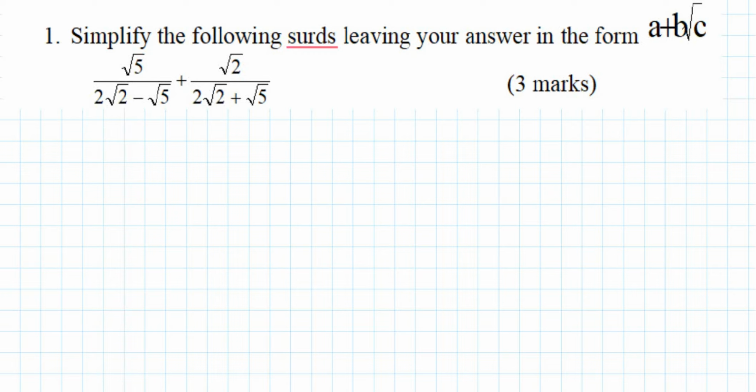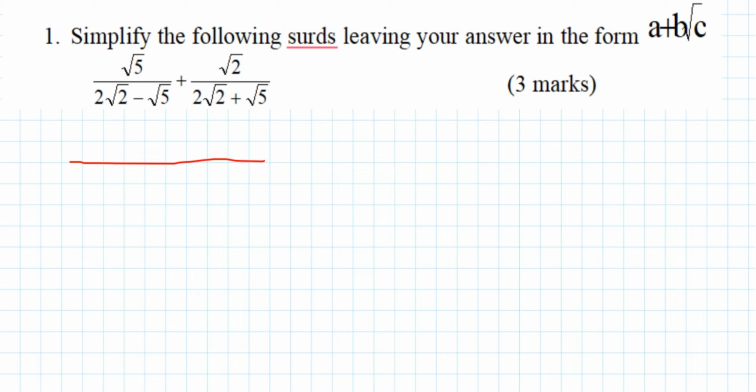So in this question, we are told to simplify the following surds, leaving your answer in the form a plus b root c. And so basically here, in this case, we take the two parts of the surds as if they're two fractions, and then we put them together by addition. So to put them together by addition, we look for the LCM. And so in order to get the LCM, we are going to find the product of the denominators.